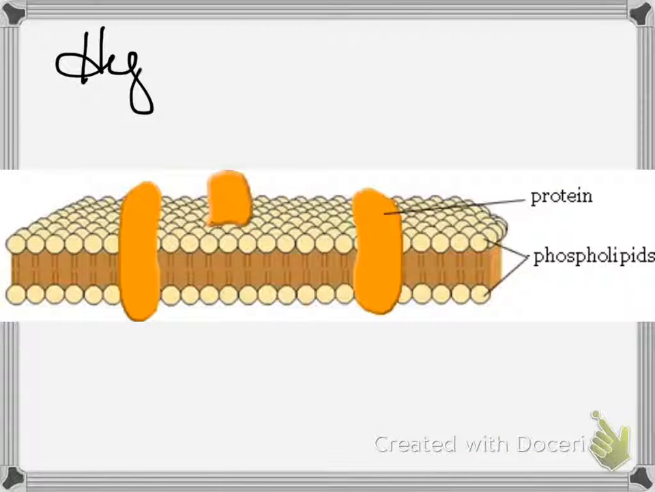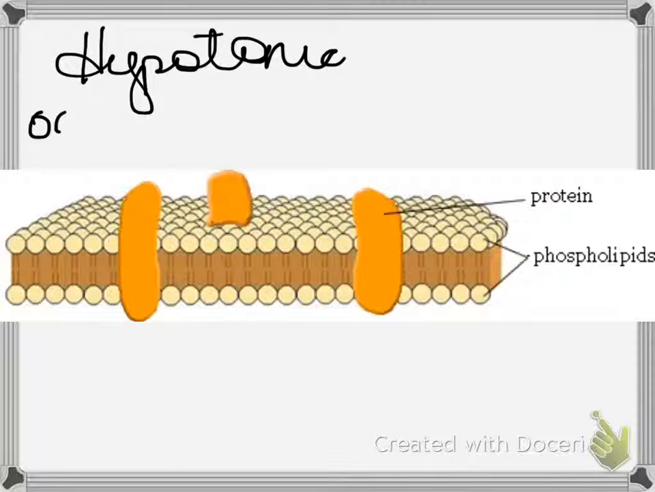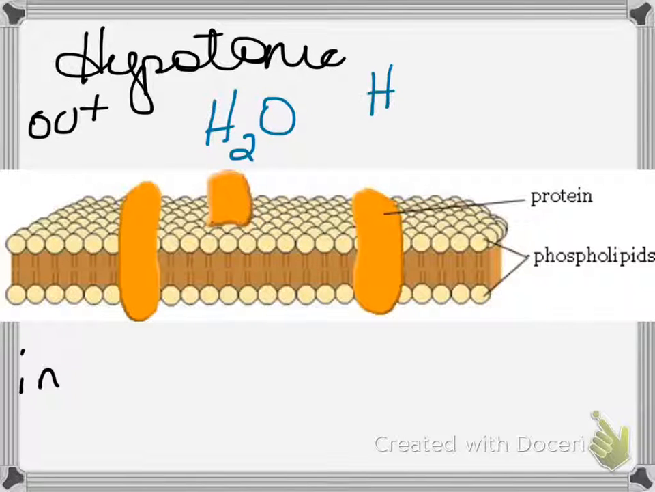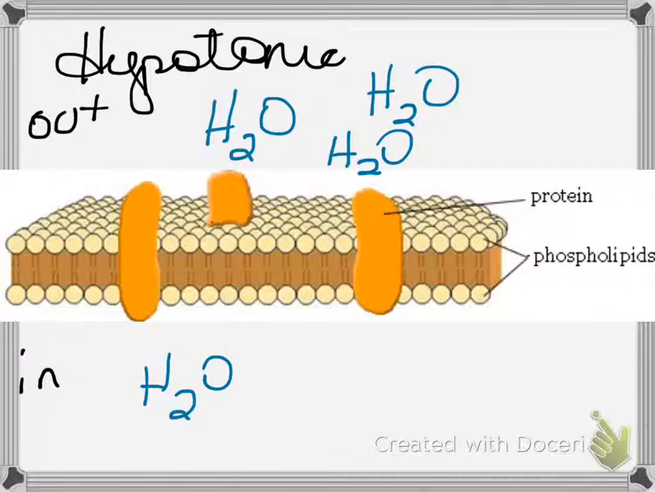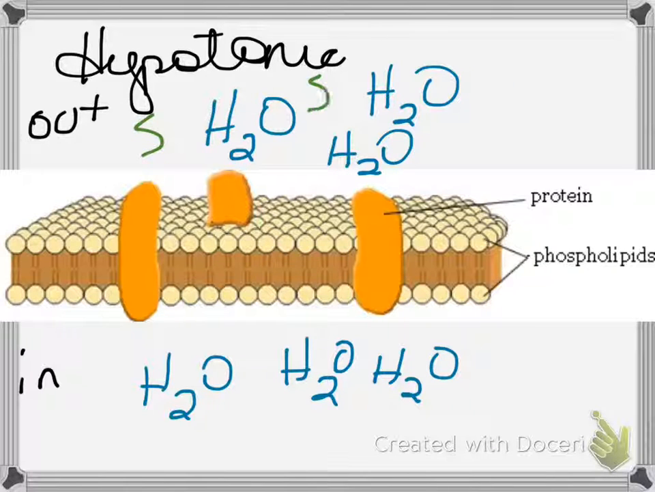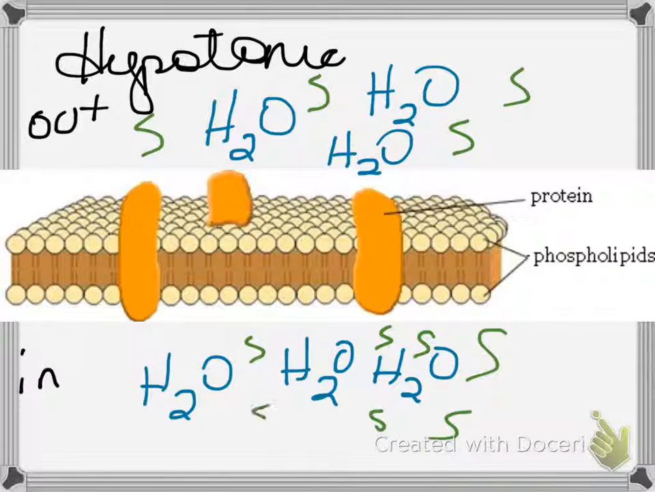Now, the next type of solution that we're going to talk about is called hypotonic. And again, this is going to be the outside of the cell, and this is going to be the inside of the cell. In a hypotonic solution, we have a more concentrated solution inside the cell than outside. So again, we have our water, and then we're going to have, again, some solute. We're going to call it sugar again. We're going to have very little solute outside the cell, but a lot inside the cell. Very concentrated solution inside the cell.